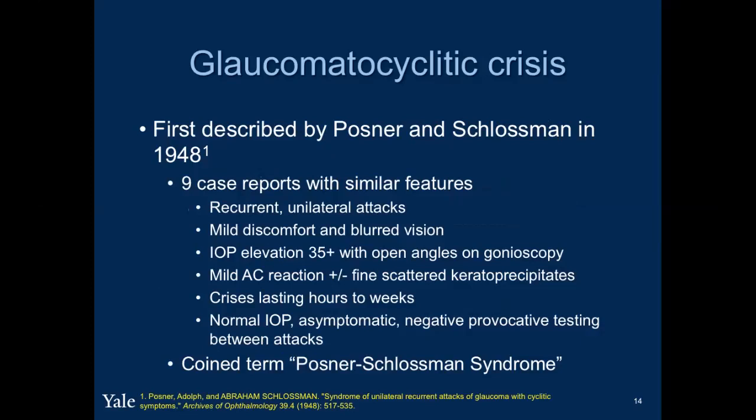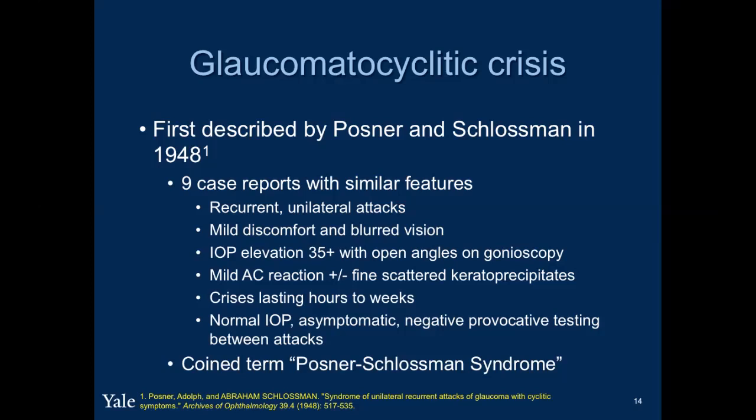These patients all had recurrent unilateral attacks with some mild discomfort or blurred vision, and on exam they had an elevated IOP, oftentimes greater than 35, with completely open angles on gonioscopy. These patients also had a mild anterior chamber reaction in the affected eye with some fine scattered keratoprecipitates, and these crises lasted anywhere from hours to weeks. Interestingly, in between these attacks, these patients had normal IOPs and were completely asymptomatic.